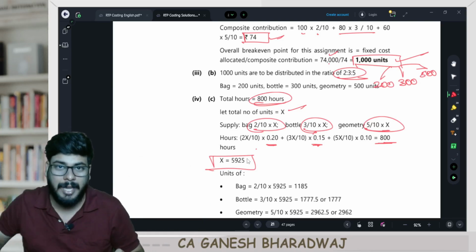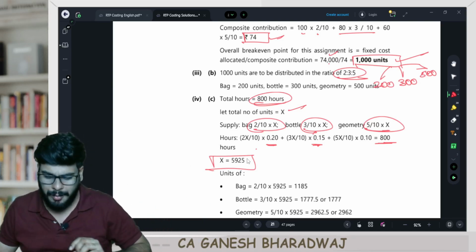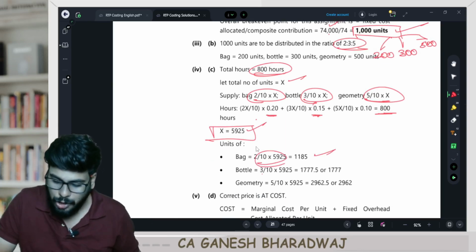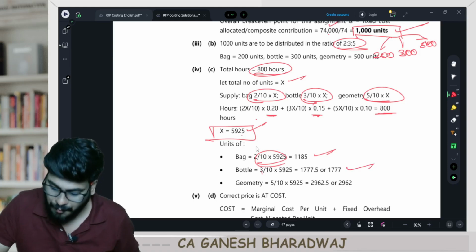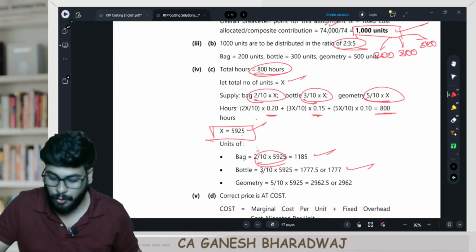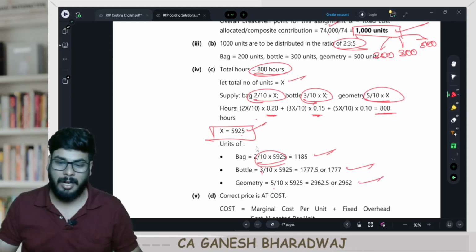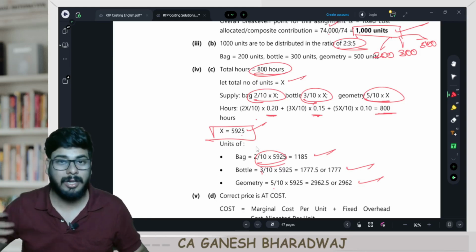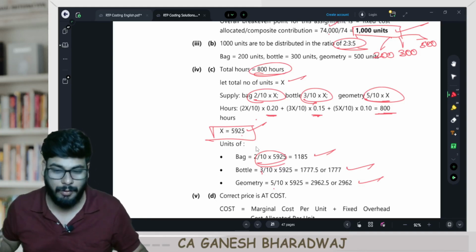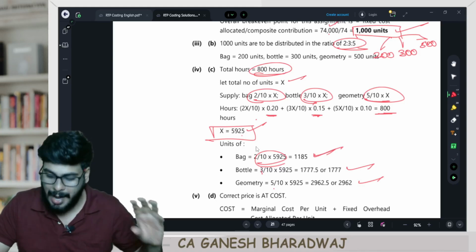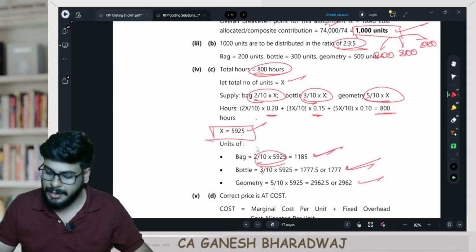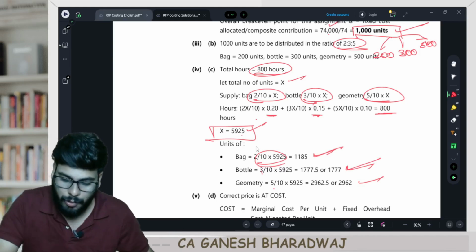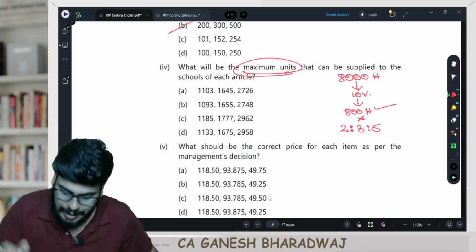So now you need to bifurcate this into bag, bottle and your geometry boxes. How will you do? So 2 by 10 into 5925, that will be the total number of bags. 3 by 10 into 5925, that will be the total number of bottles, and 5 by 10 into 5925, that gives you the total number of geometry boxes. If you multiply it, this is what you will arrive at. So in total, the number of bags, bottles and geometry boxes that you are able to supply is 1185 bags, 1777 bottles, and 2962 geometry boxes. So it's going to be option number C. That is the correct answer.